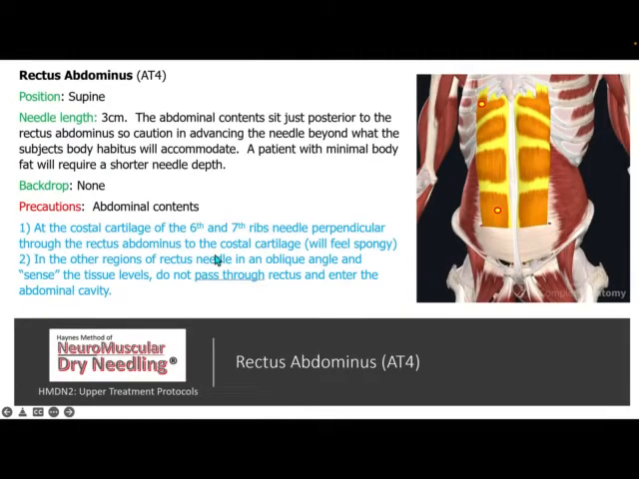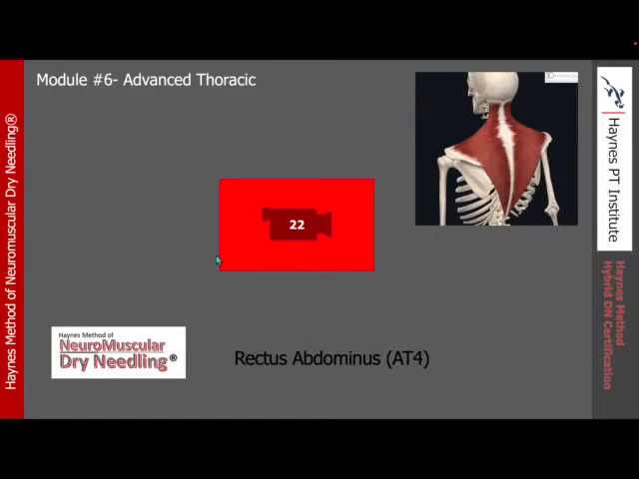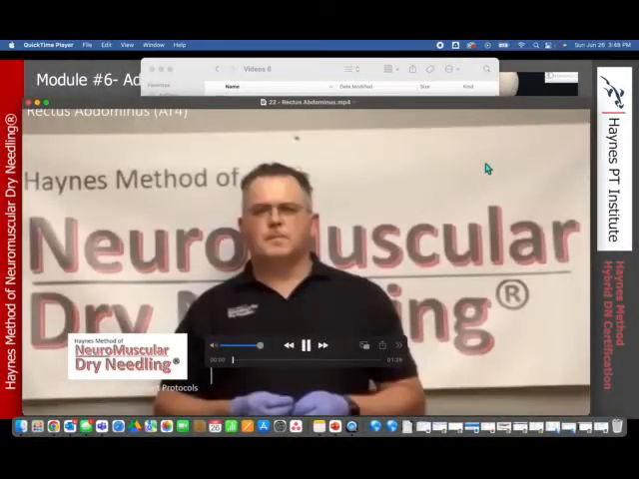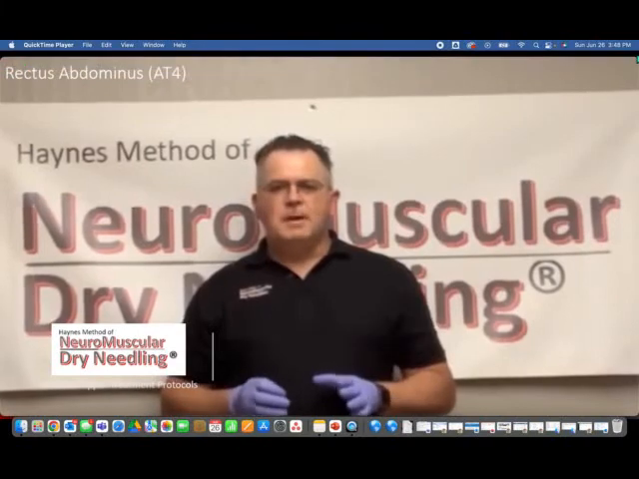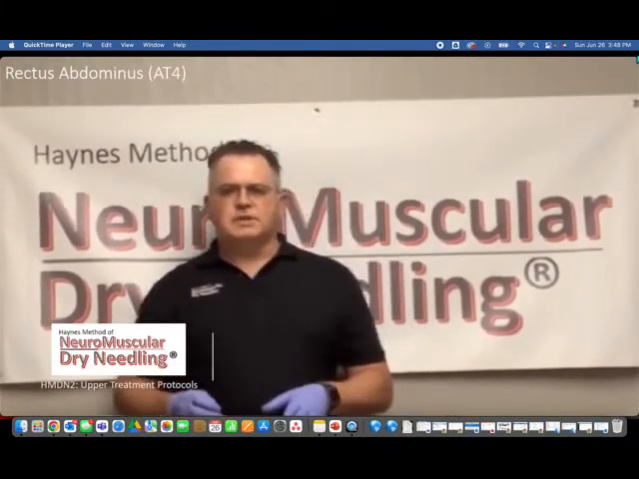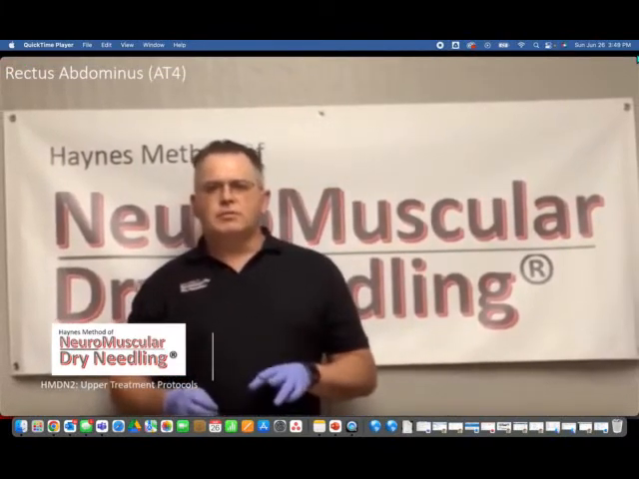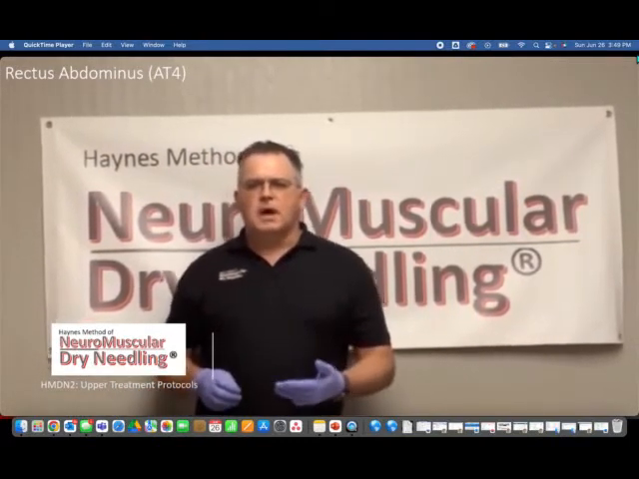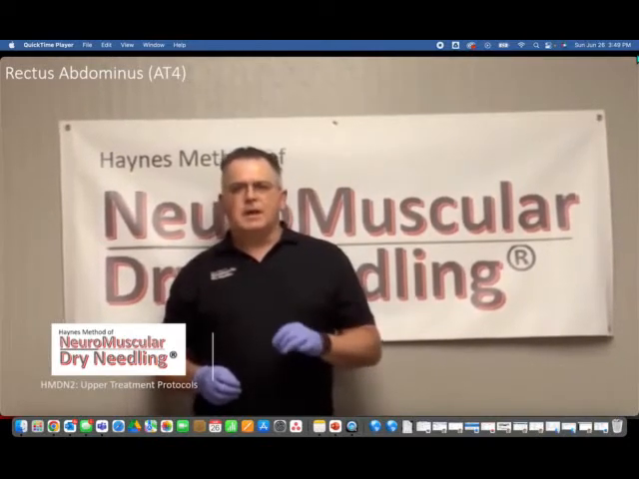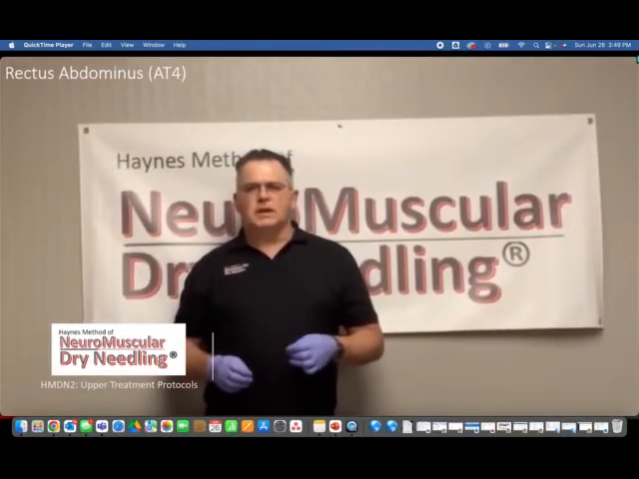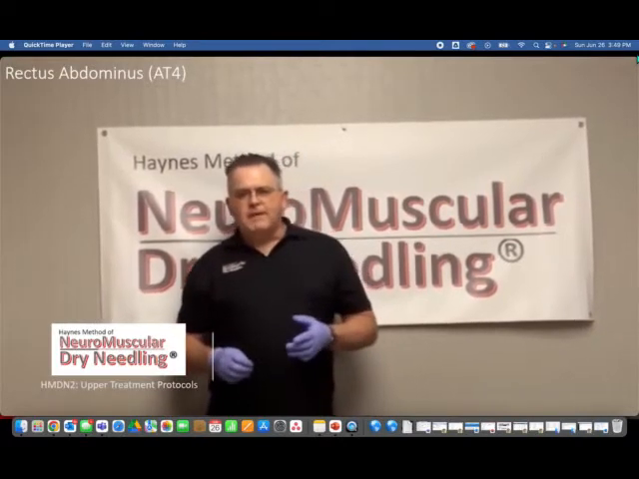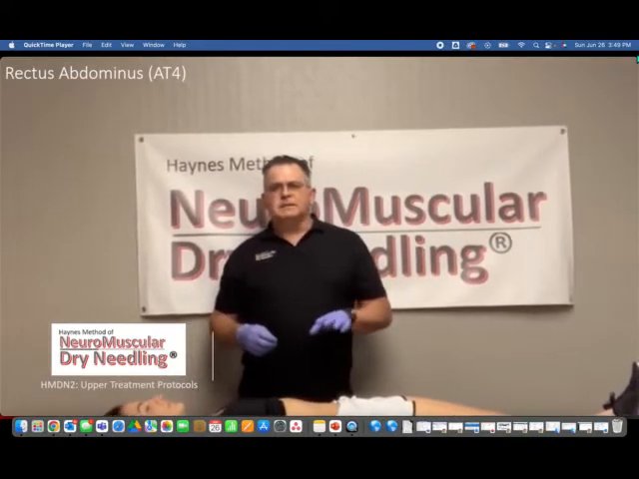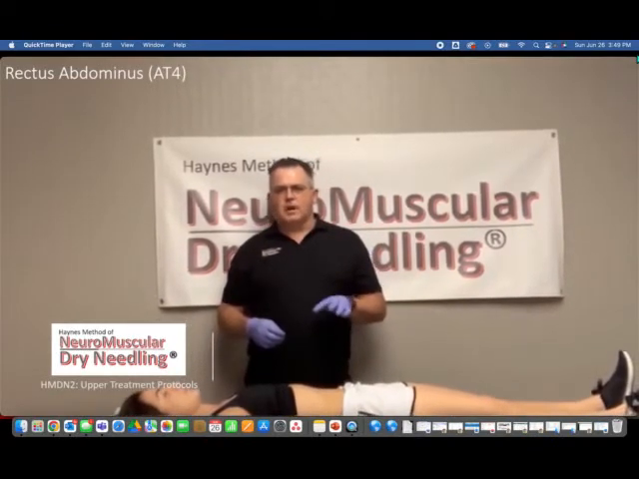Okay, then rectus abdominis. For the rectus abdominis, the patient is obviously going to be in the supine position. Here, our needle length is going to be 2 to 3 centimeters. The abdominal contents sit just posterior to the rectus abdominis, so caution in advancing the needle beyond what the subject's body habitus will accommodate. A patient with minimal body fat will require shorter needle depth. So here the backdrop is none. And again, precautions here for the abdominal contents.